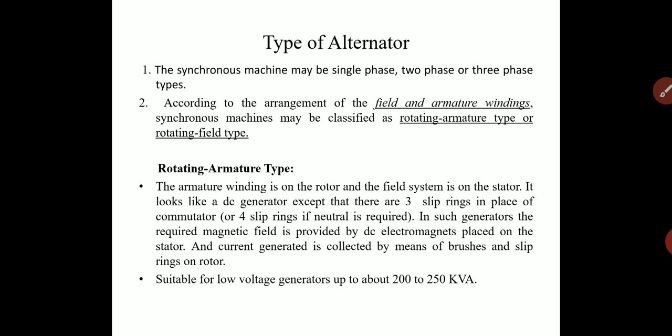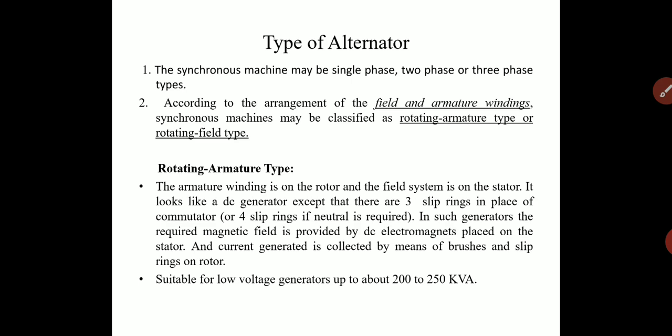And three phase means the armature has three sets of winding placed so that there are three outputs with a mutual phase difference of 120 degrees, meaning three windings are placed apart from each other by an electrical angle of 120 degrees. Three windings have two configurations, star or delta.